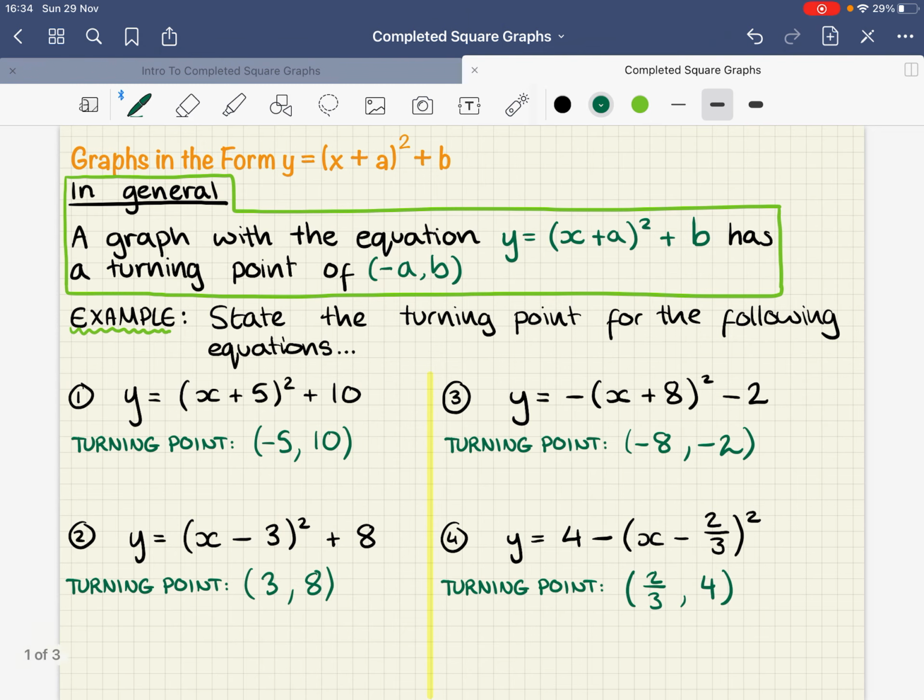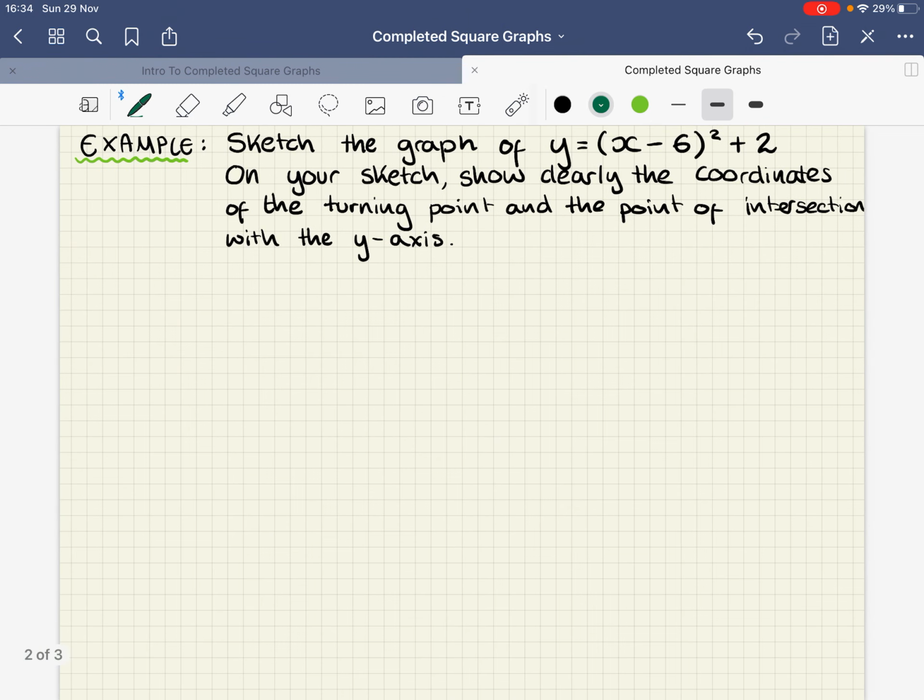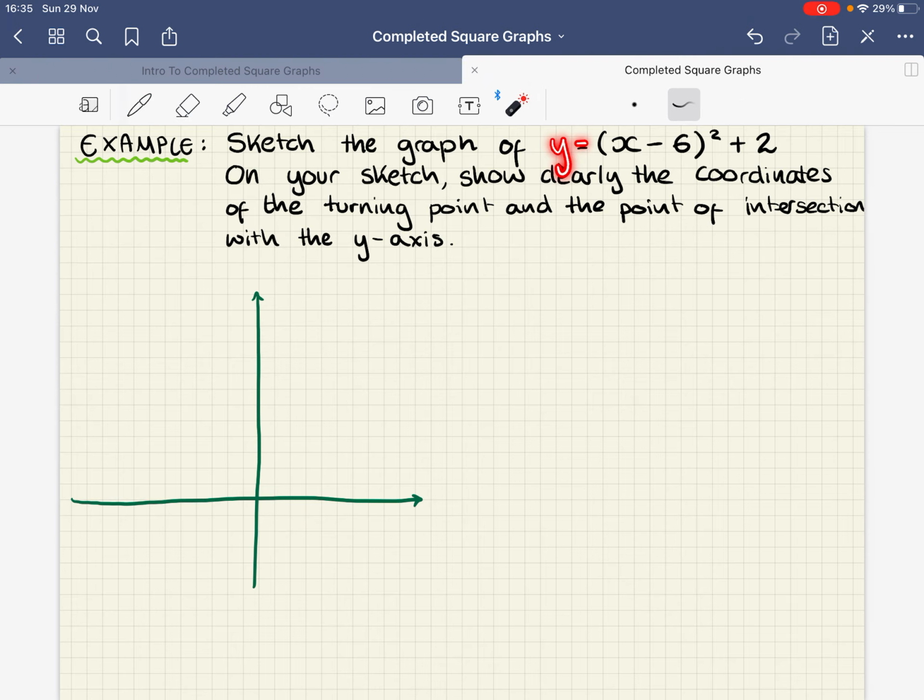So with that in mind, in this question, we have: sketch a graph of y equals (x minus 6) all squared plus 2. On your sketch, show clearly the coordinates of the turning point and the point of intersection with the y-axis. So to start off with, let's just sketch out our axes. So we're ready for the question. So to begin with, here's our formula of y equals (x minus 6) all squared plus 2.